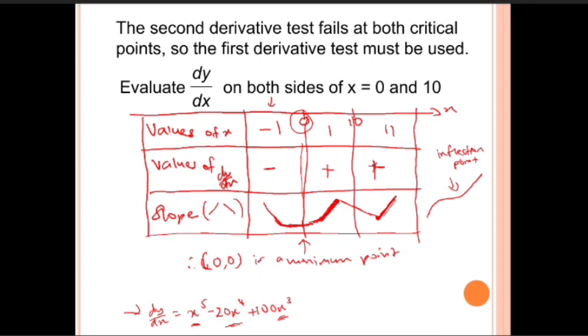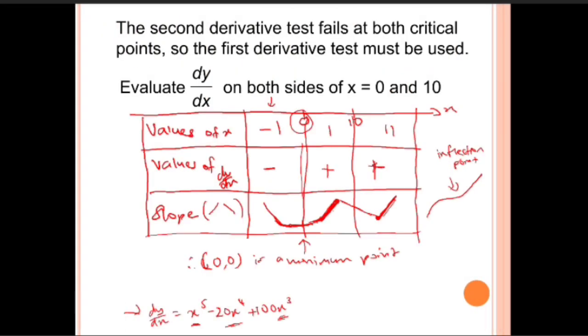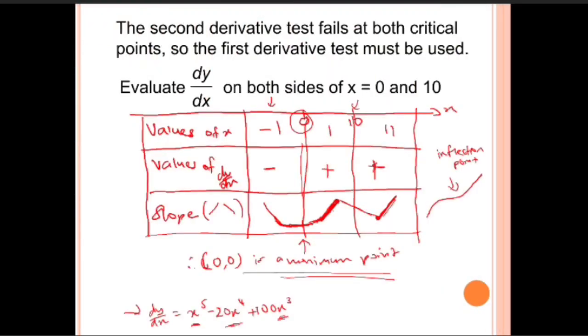But the question now is currently asking about finding local maximum and minimum point. But at the coordinate 10, x equal to 10, here we found that it's not a minimum or not a maximum point, but it's an inflection point. So we don't have to write that answer. Only 0, 0 is a minimum point. But if the question wants to determine the nature of the points, then we should mention that the coordinate 10, 50,000 over 3, this coordinate, is an inflection point. So you can just leave your answer like that.